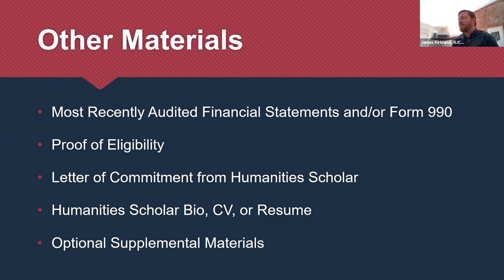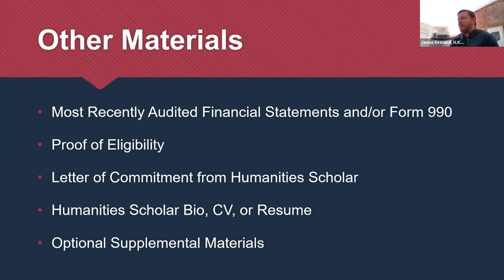Proof of eligibility. If you're a nonprofit, this is your 501(c)(3) determination letter that you'll receive from the IRS. For institutions of state and local government, this can be a letter to the effect that this is an entity of state government, or an entity of local government. If you have any specific questions, we can cover that during the consultation or through email.